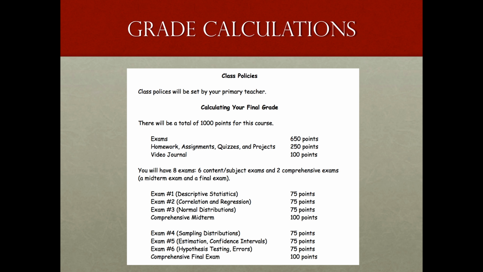Calculating your final grade is not set by each high school. It is the same regardless of what high school you take the course from. So first of all, there are 1,000 points for the course. 65% of your final grade will come from scores on your exams. 25% of your final grade will come from homeworks, assignments, and quizzes. And 10% of your final grade will come from video journals.